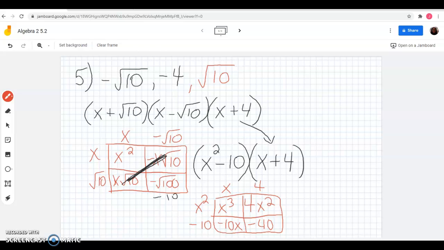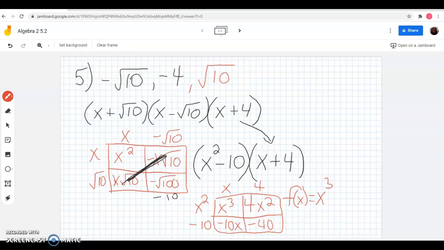So when I look at all of those, none of those terms are the same. They all have different exponents, different variables, so nothing combines. So my final polynomial answer, and the way that I write my answer, is I put f of x equals, and then it's going to be just all my parts in order.